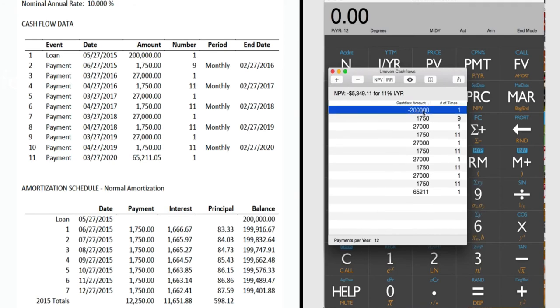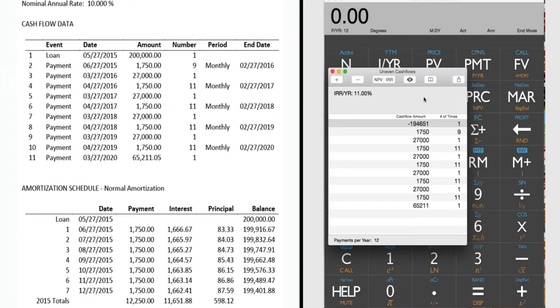So let's see if I can just plug that in. 200,000 minus 5,349 equals. Okay, so then if the investor needed 11%, we would do this. Oh, and plus I've got to make it a negative number. That's coming out of their pocket. Now let's see what happens. Yep. We click the internal rate of return, and there it is at 11%.